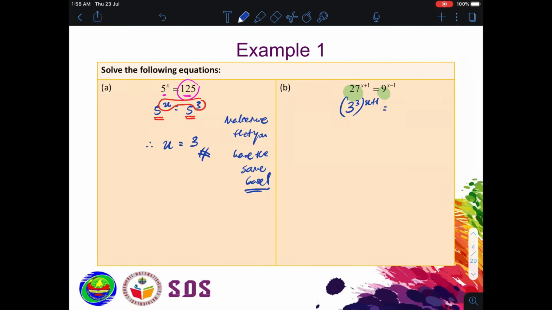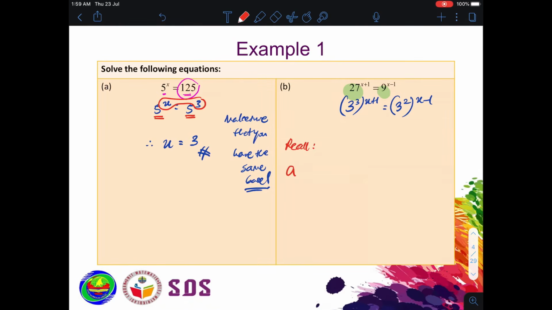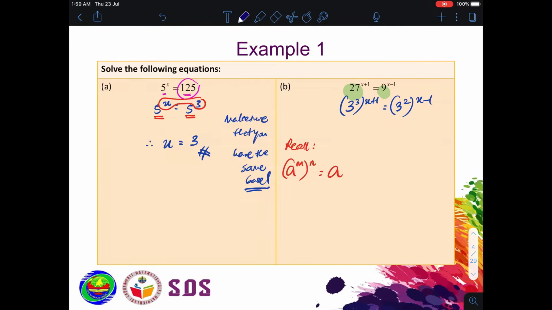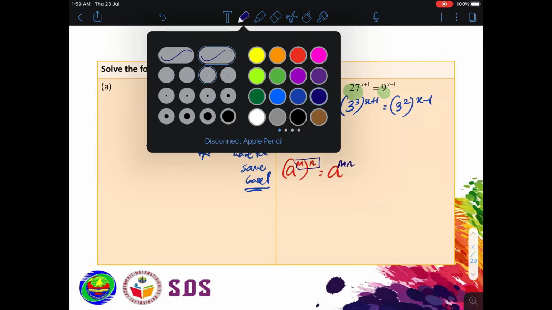And on the right hand side, 9, I can change it into 3 to the power of 2 equals 9. And on the outside of the bracket, it's just going to be x minus 1. Copy it back. And then I need to recall back. I'll use the red pen here. Recall indices, chapter 1. If I have a to the power of m in the bracket of n, it's going to give me a to the power of mn. You will multiply this together. That is what I'm going to do.